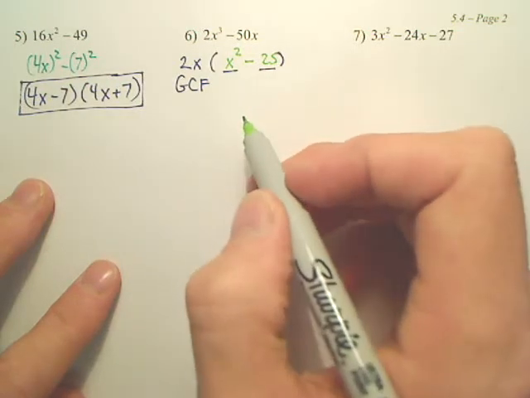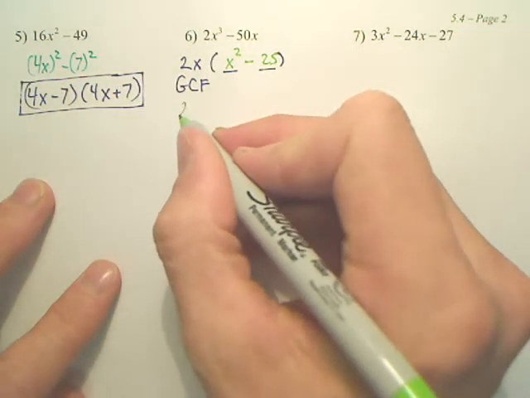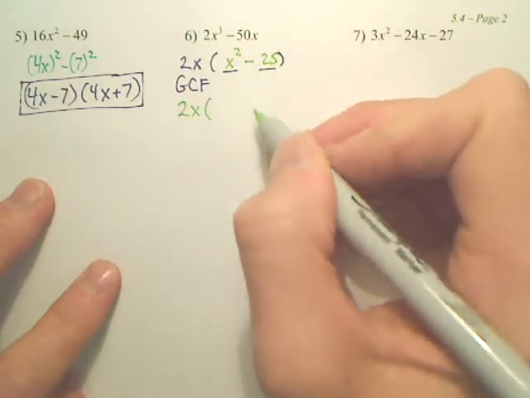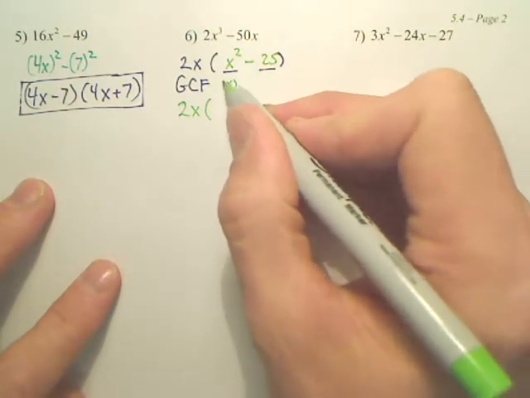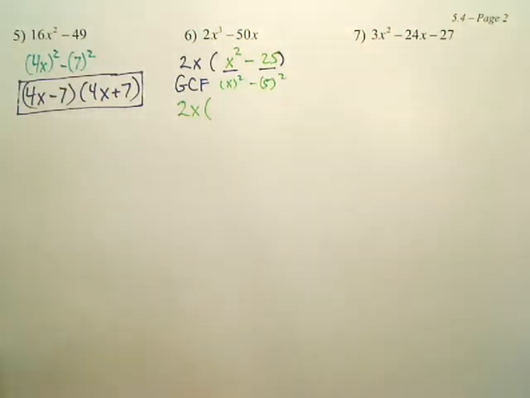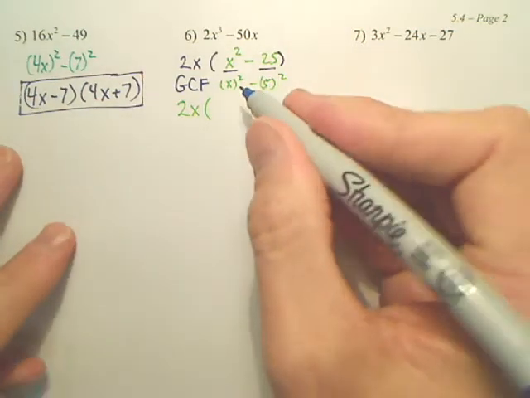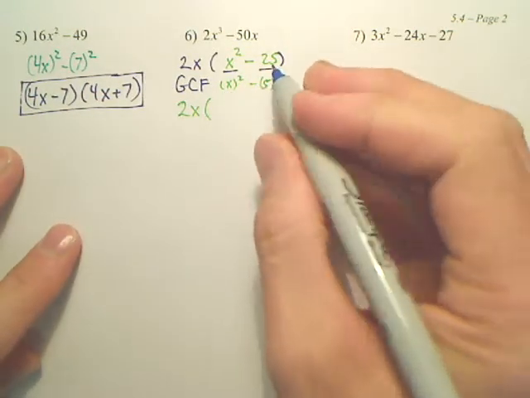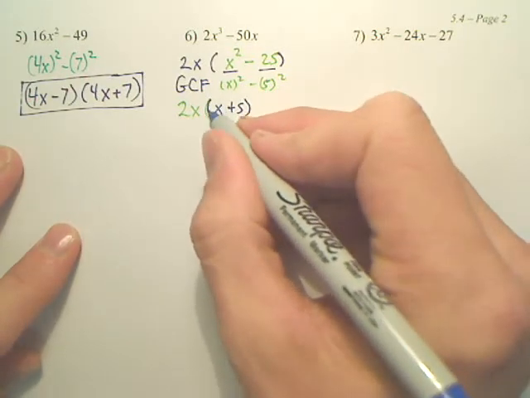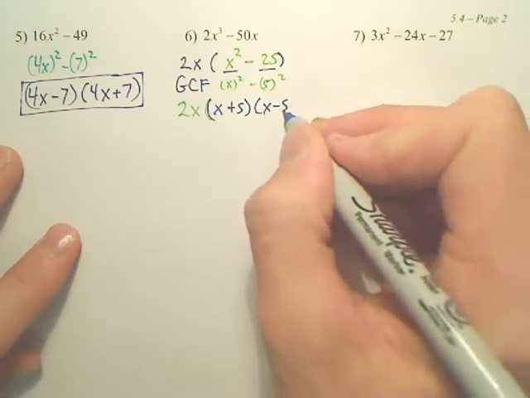Now, the thing is, I'm not done factoring. The 2x is chilling out front. This can still factor. Isn't that x squared minus 5 squared? Isn't that still a difference of squares? You see the difference of squares? So that's going to be x plus 5, x minus 5.